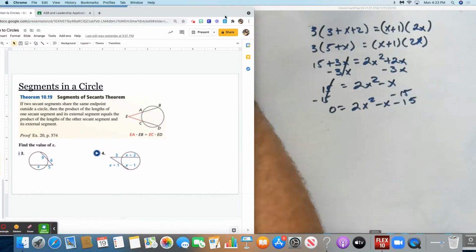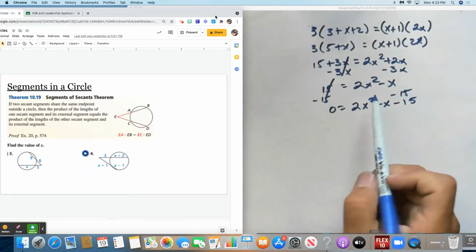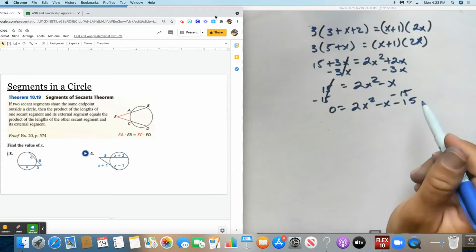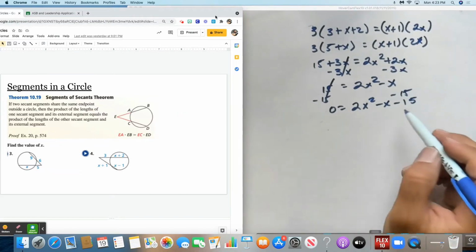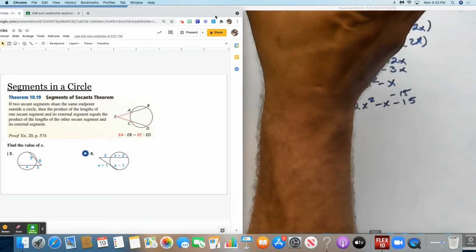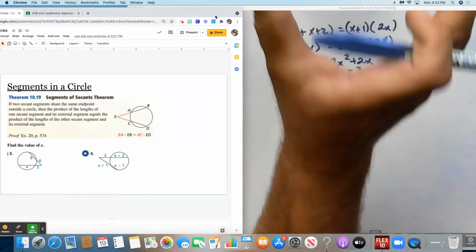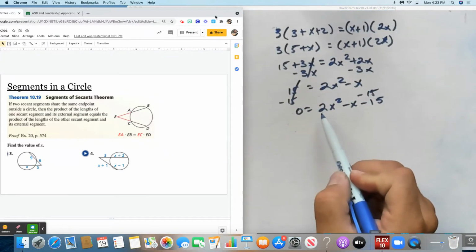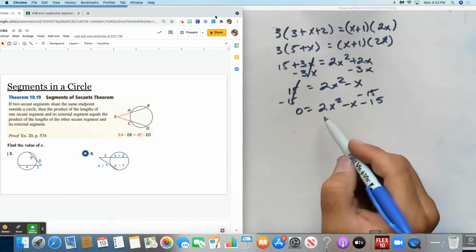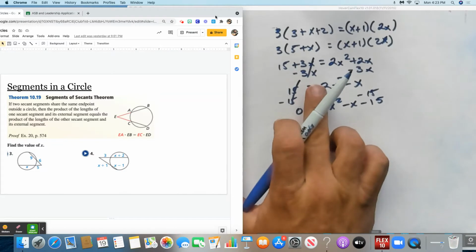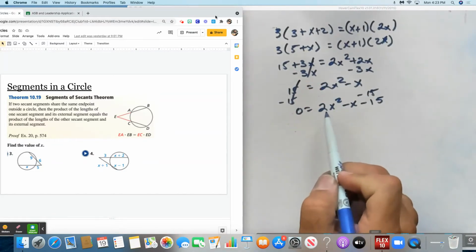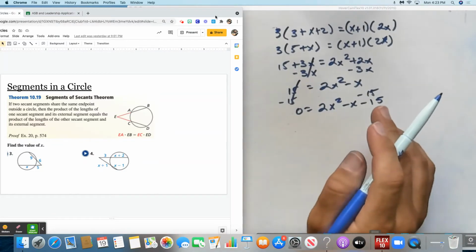Okay, so we were at this point. We have 2x squared minus x minus 15 equals 0. So now we need to factor this out. Now I'm not sure if you learned this kind of factoring a trinomial with a leading coefficient, but I remember when I was in 8th grade, this was always tough. We could handle the simple ones, no problem, but as soon as you put a number in front, that's a more difficult problem.